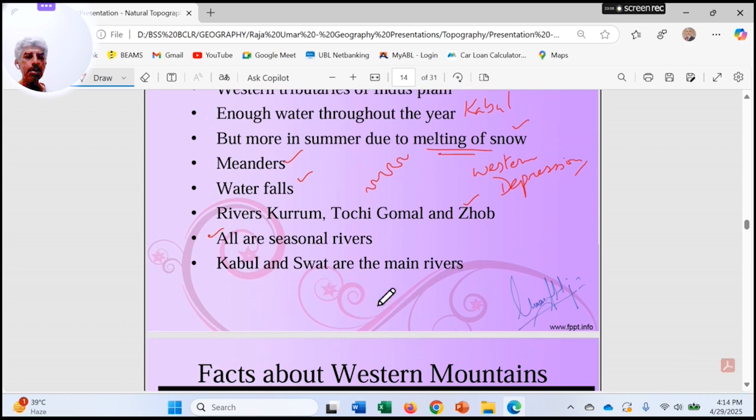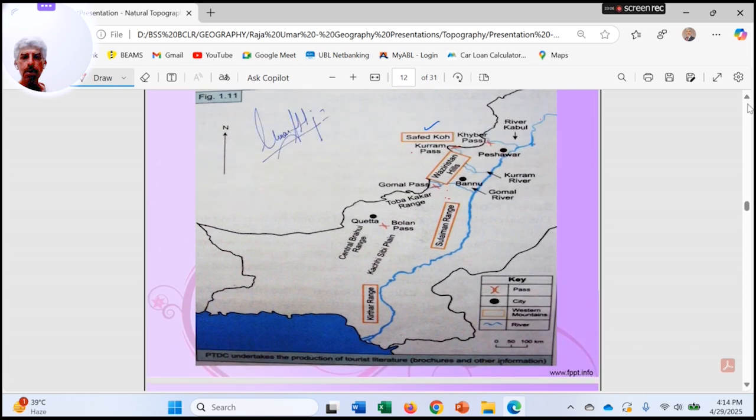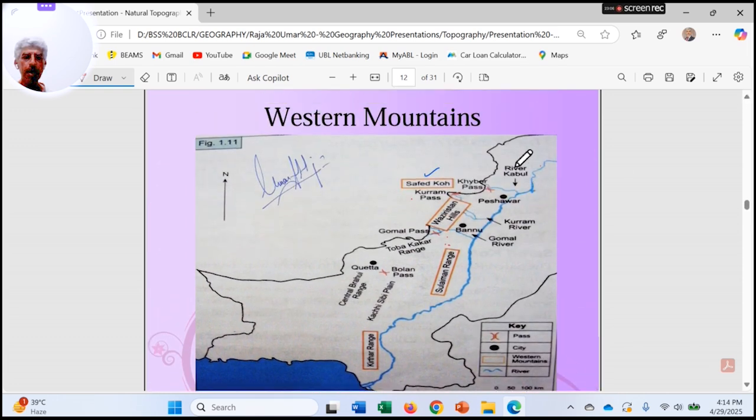Kabul and Swat are the main rivers of this area. Mentioning Swat as well, if we go again to the map, River Swat comes from Swat Valley, flows southwards and falls into River Kabul over here, and then Kabul takes the water of Swat as well, along with it to River Indus at district Attock.